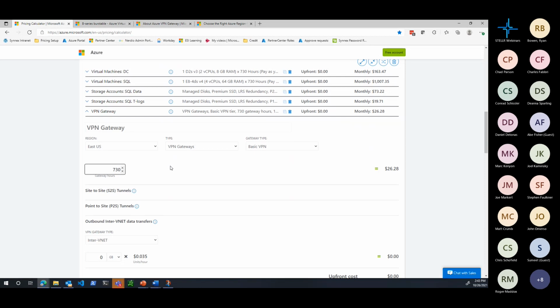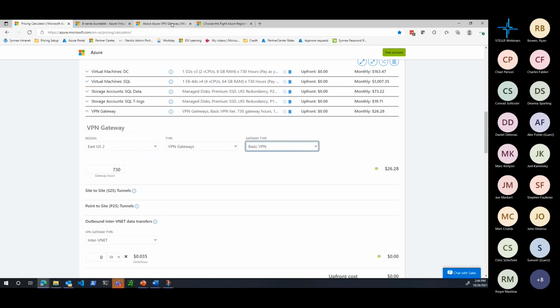Now, VPNs are kind of, everybody has their way of doing it. You can use the Azure one. There are also third-party VPNs that you can pull in as well. Again, I like to use East US 2. And what's the difference between the gateway types?